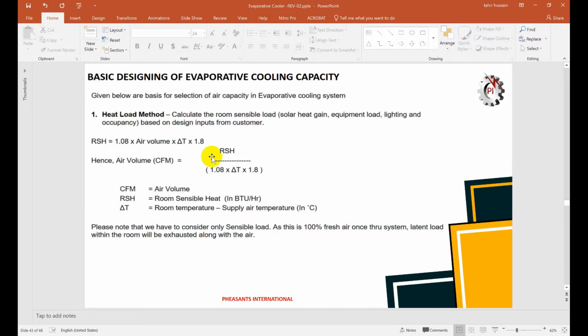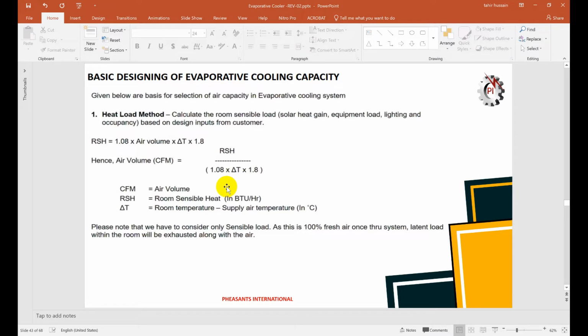In the heat load method, we are making the heat load calculation normally. We are calculating the solar heat gain, equipment load, lighting load, people load, all the things. Then we are getting only the sensible loads, and this is the formula we are using. This is the first method, called the heat load method.